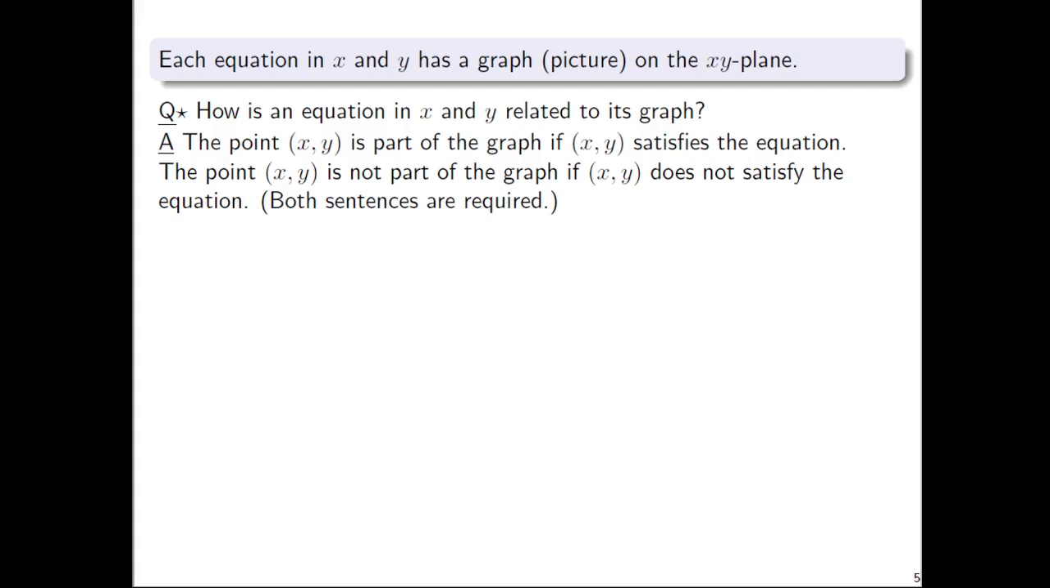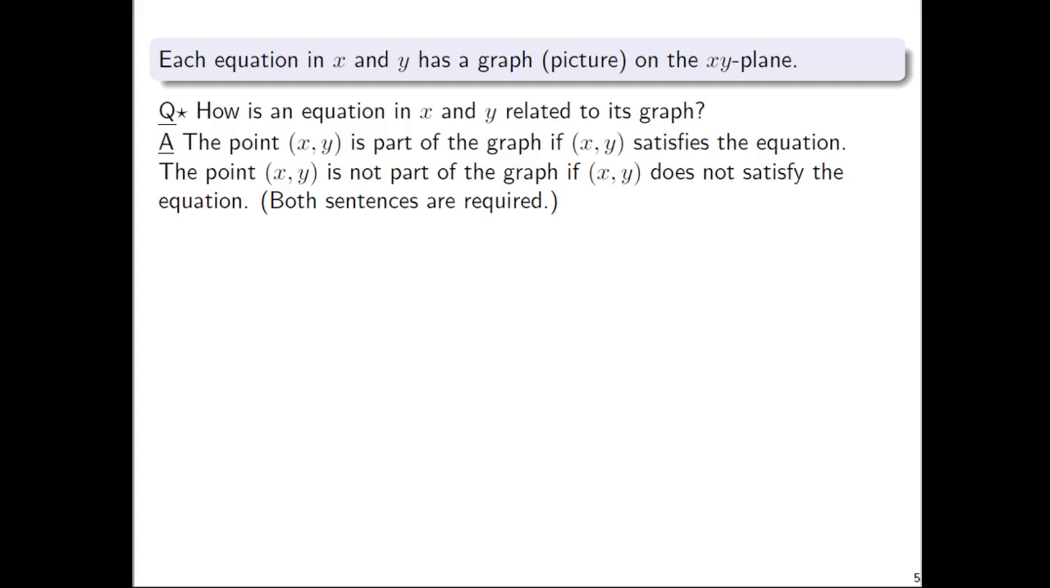Writing both sentences is required. There is a way to do this that's a little shorter, but I think for now it's helpful to write this as two separate sentences. Here's the thing. This Q&A, this question and answer, is not just merely about trying to look at the question and memorize the answer. No, this is really important to really dig into what this means.